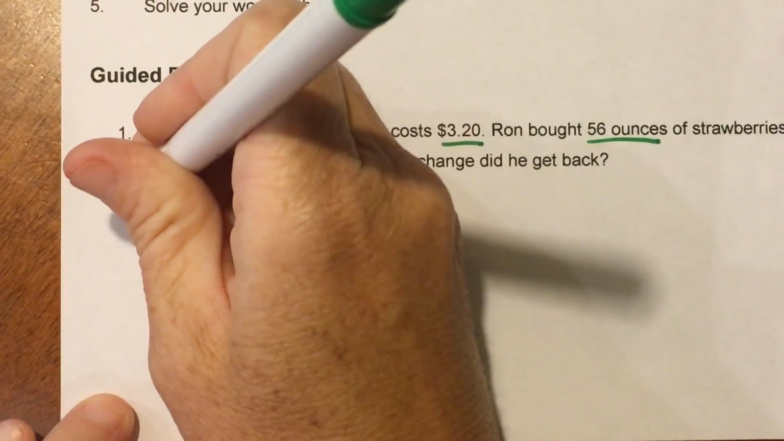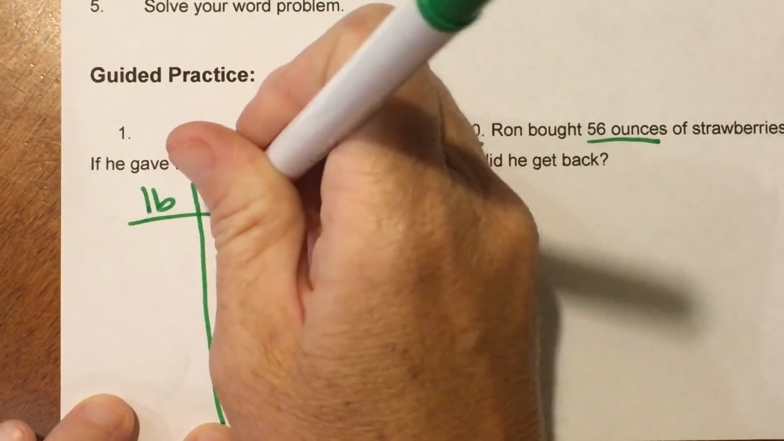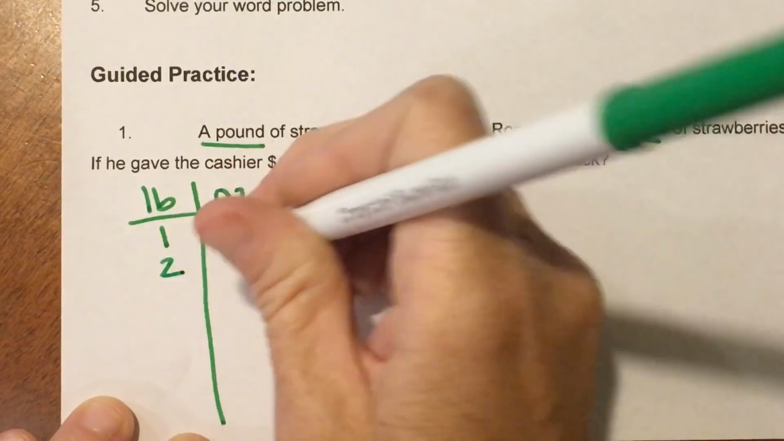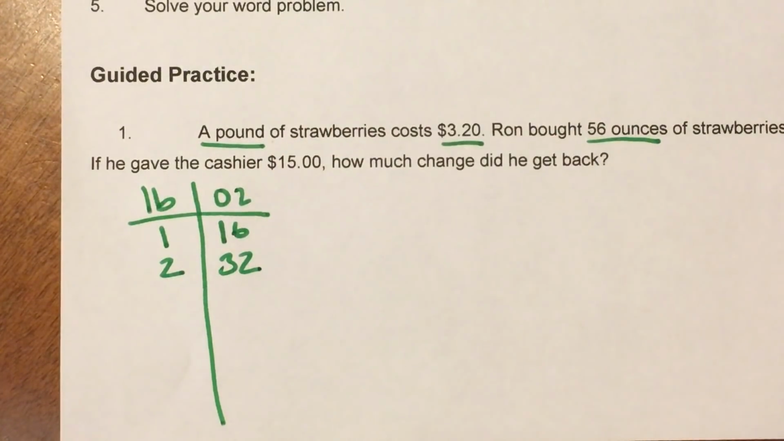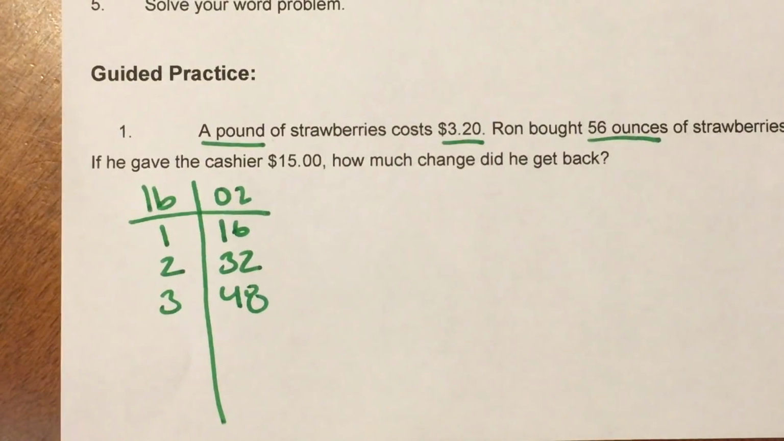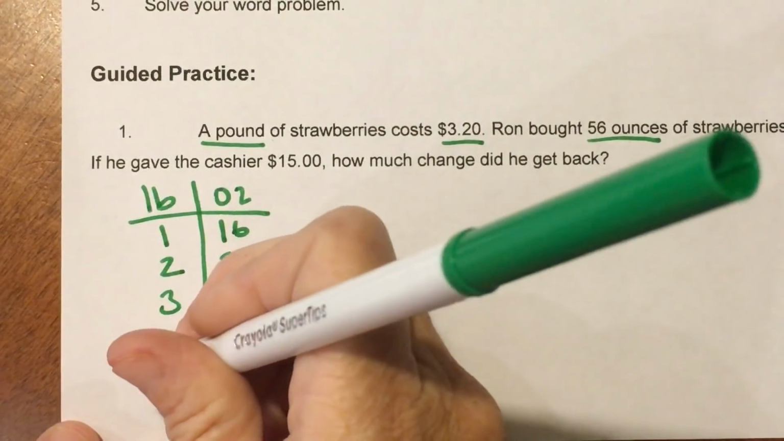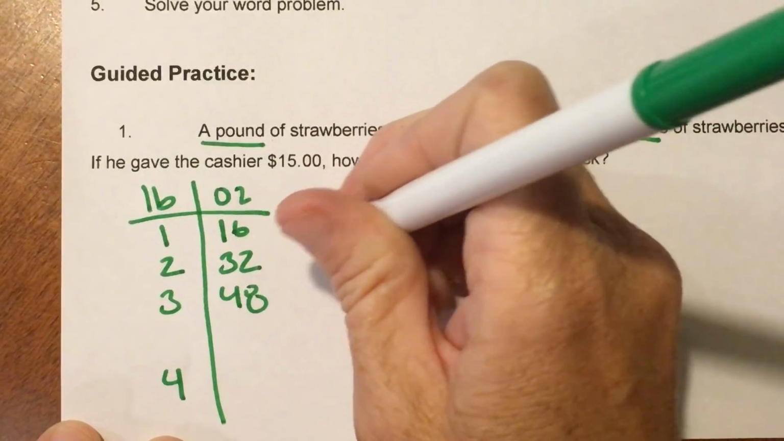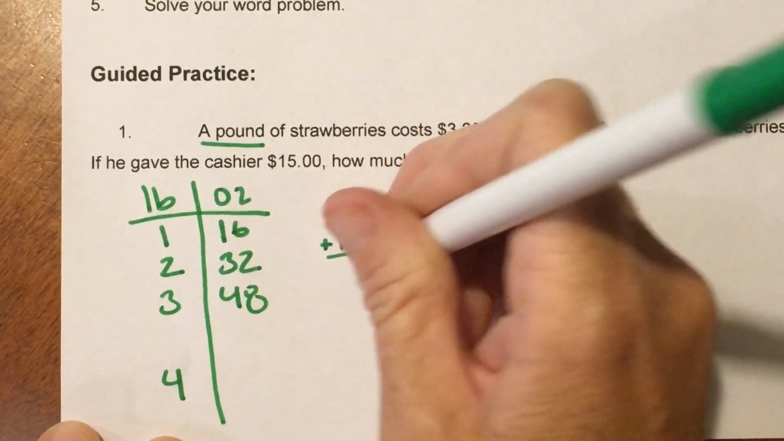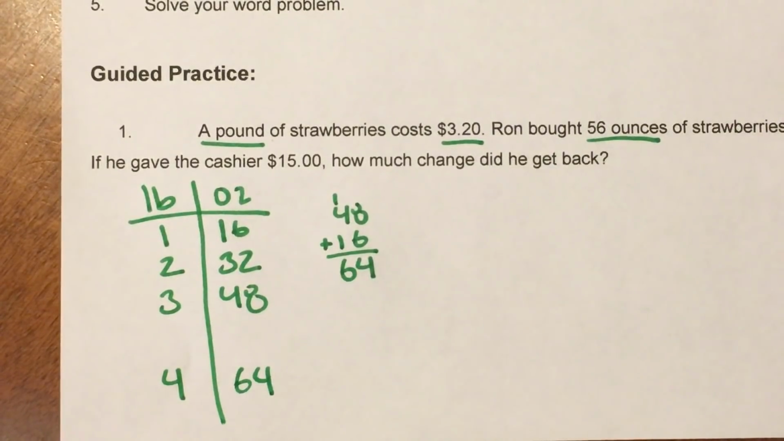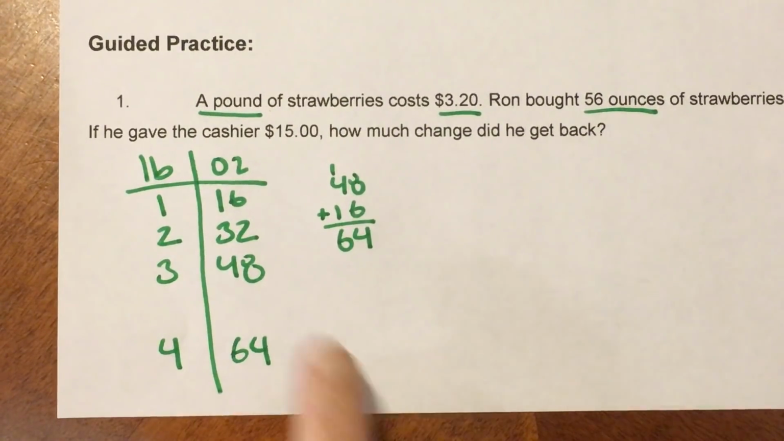So what do I know? Well, I know 1 pound is 16 ounces. 2 pounds is 32 ounces. 3 pounds is 48 ounces. 4 pounds, and if we can't do that in our head, let's add another pound, is 64 ounces. Okay, now I knew what this answer is going to be, so I purposely left a gap there.